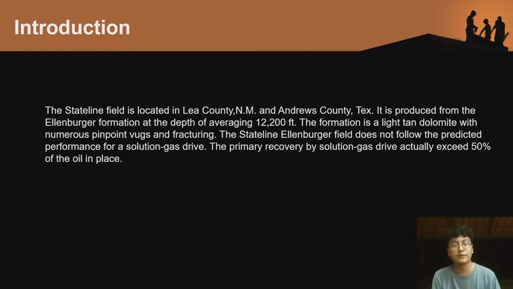The State Line field is located in Lee County and Andrews County. It is produced from the Ellenberger Formation at a depth averaging 12,200 feet. The formation is a light tan dolomite with numerous pinpoint vugs and fracturing. It doesn't follow the predicted performance for a solution gas drive. The primary recovery by this drive actually exceeds 50% of the oil in place.